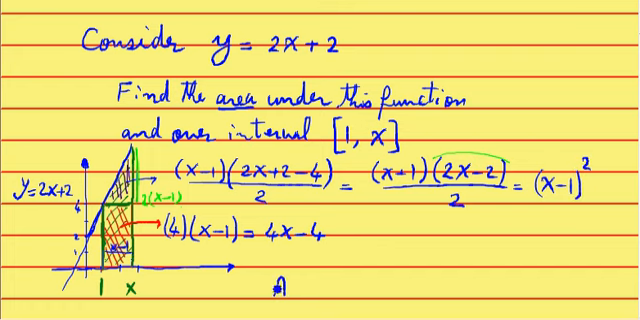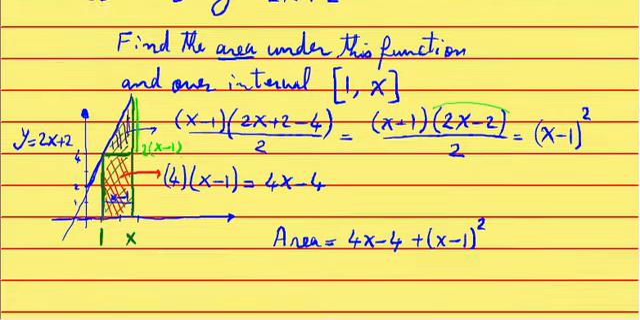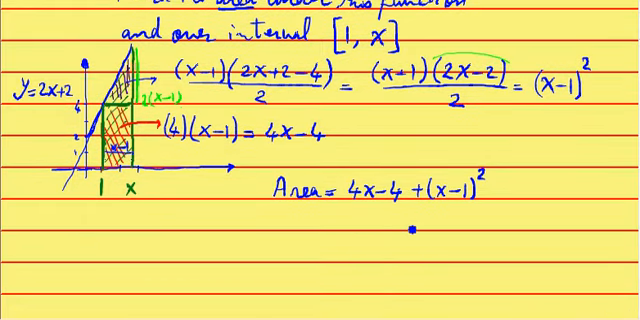So the total area that you have, this piece and that piece added to each other, I'll have 4x minus 4 contribution from the rectangle, x minus 1 squared contribution from the triangle. Let's just clean this up. 4x minus 4, open this, x squared minus 2x plus 1, simplify. x squared first, 4x minus 2x is just 2x, minus 4 plus 1 is just minus 3.